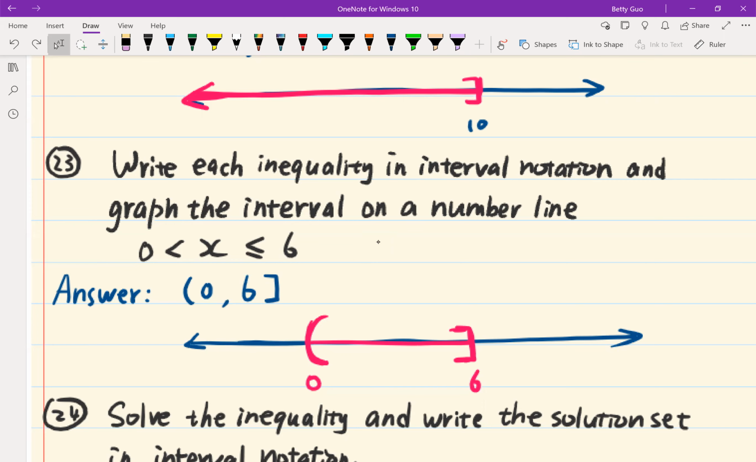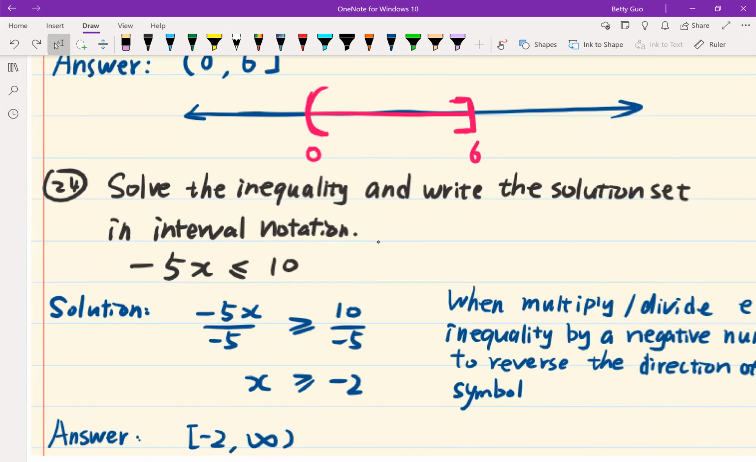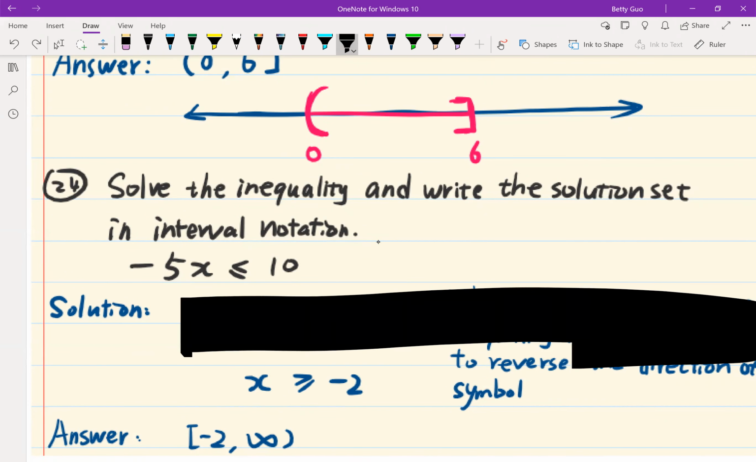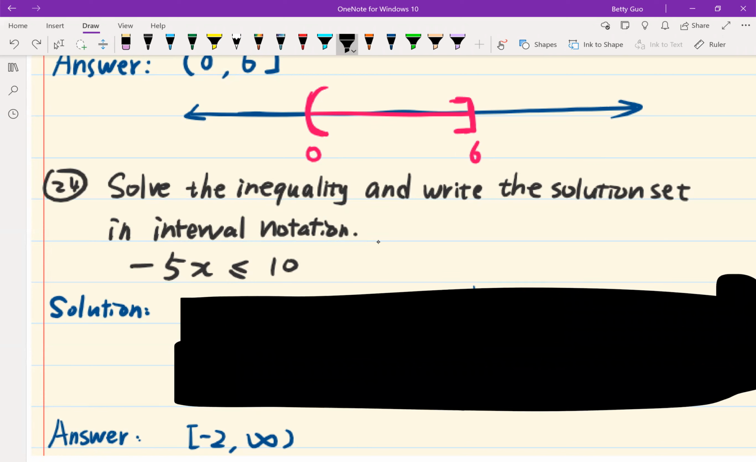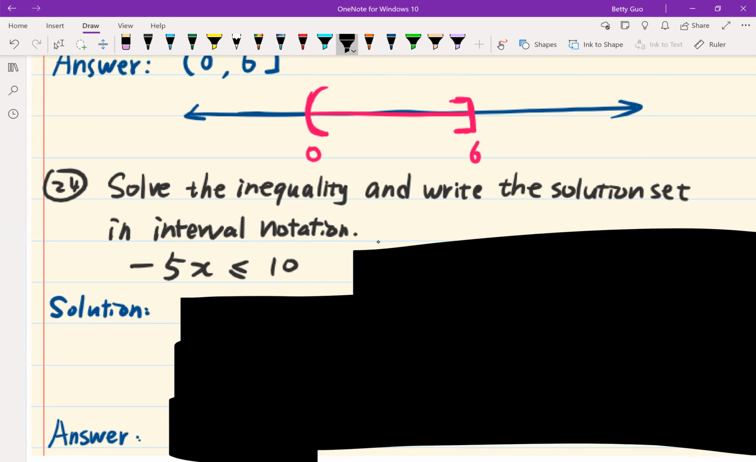Number 24, solve the inequality. I'll give you 1 minute. When we learned this part, we said the only difference between solving an equation and solving an inequality is when we multiply or divide both sides of the inequality by a negative number, we have to switch the direction of the inequality symbol, right? Okay. Tell me what you have.